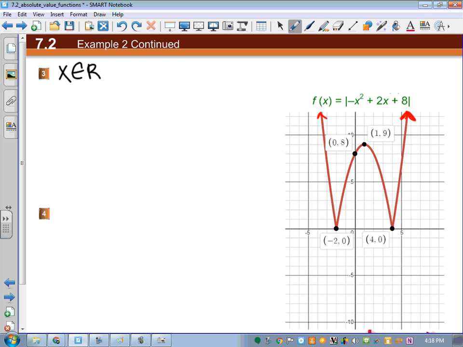For the range, again, we see that the red graph is never negative. It's never below 0. So a very, very common range in this section is that y is greater than or equal to 0, and y is an element of the real numbers. Just forgetting my interval notation there.